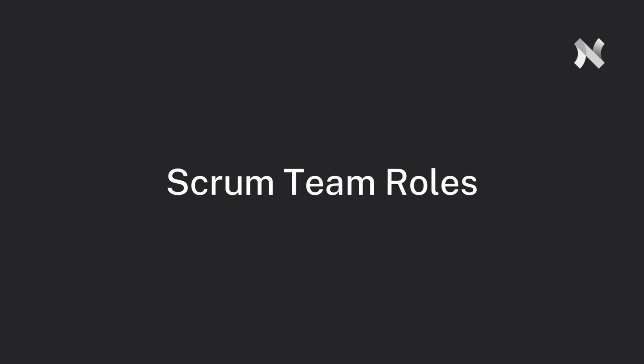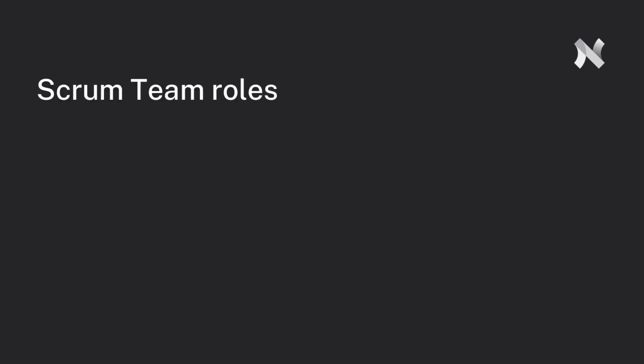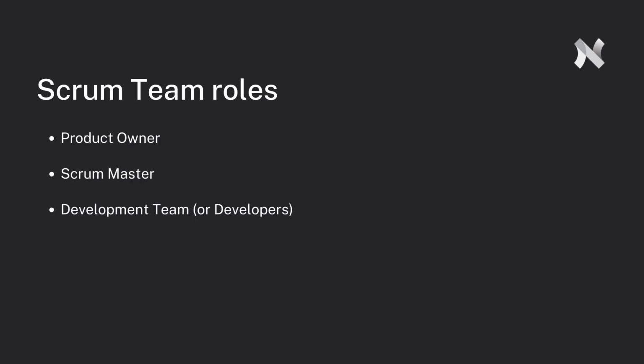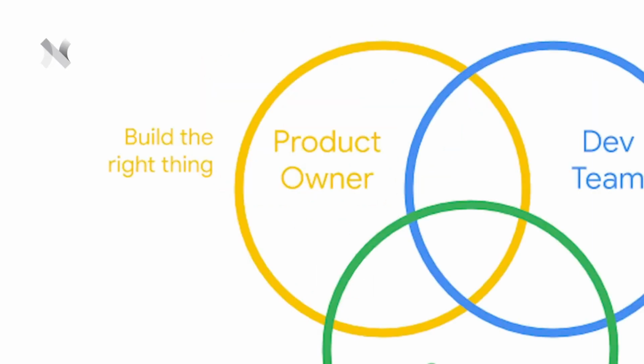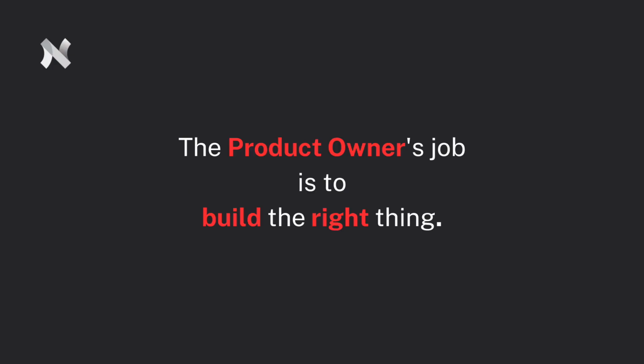Now let's discuss Scrum team roles. Every Scrum team consists of 3 defined roles: a Scrum Master, a Product Owner, and the Development Team. These roles work together to achieve the team's objectives and realize the mission and vision. The Product Owner is responsible for what a team builds. They also must ensure everyone understands the why. The Product Owner's job is to build the right thing.